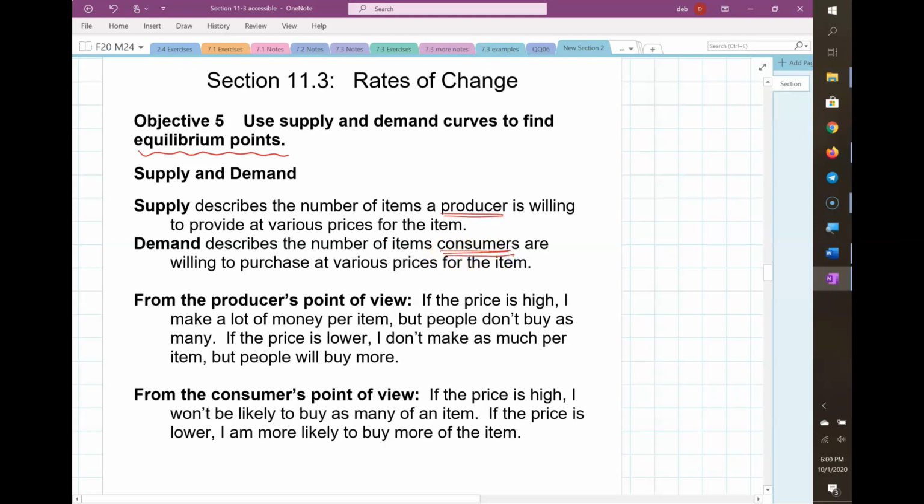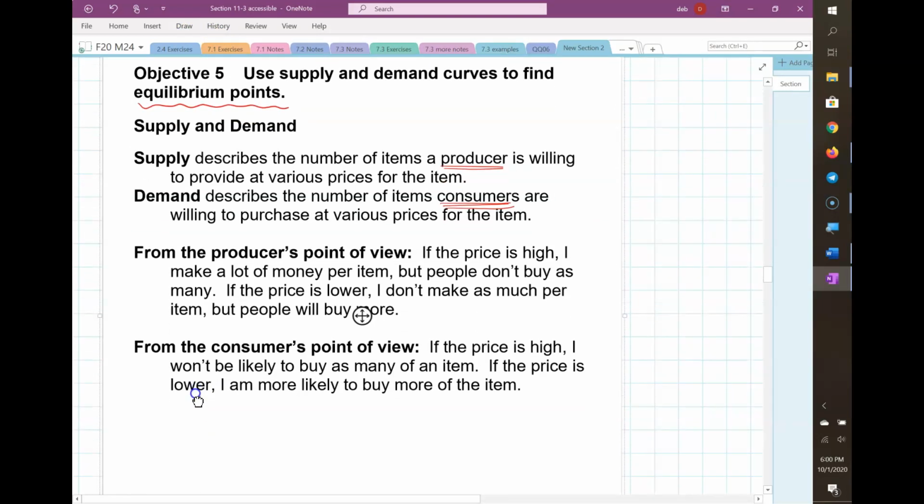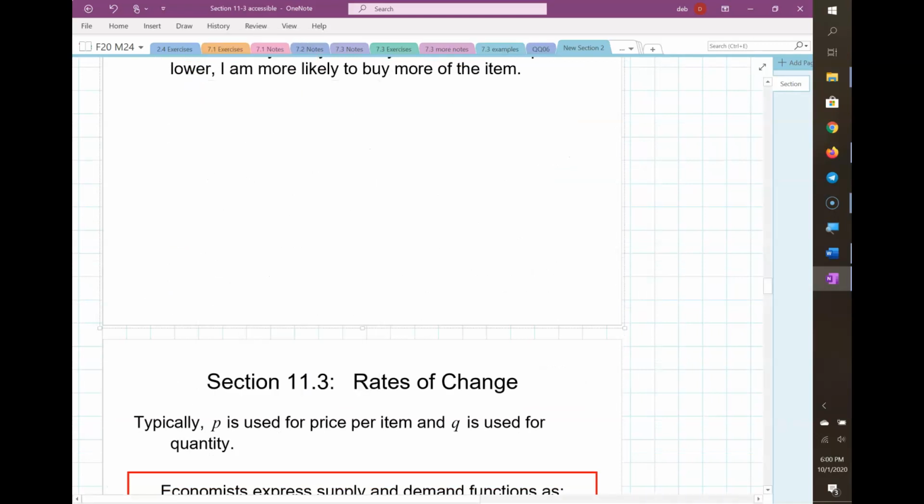Well, the producers want the price really high and they want people to buy lots of them, but that's not how people behave, right? So from the producer's point of view, if the price is high, I make a lot of money on each one, but people don't buy as many. If the price is lower, I don't make as much on each one, but people will buy more of them. Then from the consumer's point of view, if the price is high, I'm not going to buy as many. And if the price is lower, I'm much more likely to buy more of them. So those are two really different conflicting points of view, and the equilibrium point is when they're in balance.